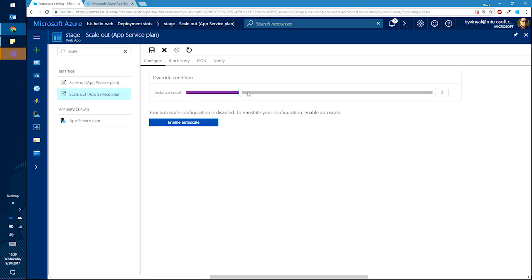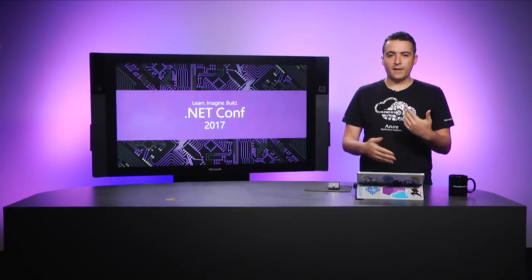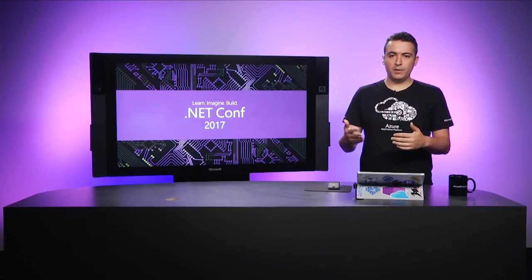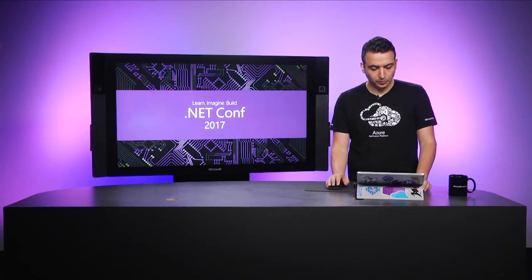So if I drag this over here and I click save, at that point, your application will be started on 9 different instances. You don't need to wait for the VMs to warm up or anything like that. It's just basically how fast it takes for your code to be up and running. That's how fast your app can scale.